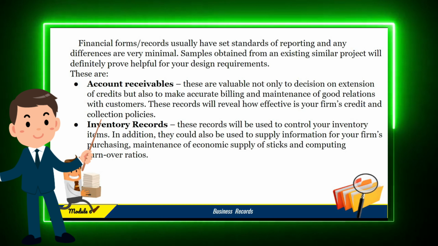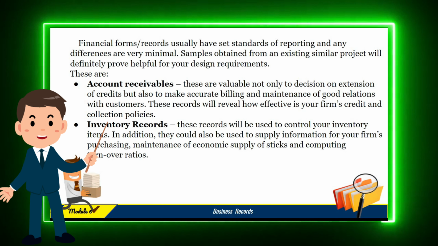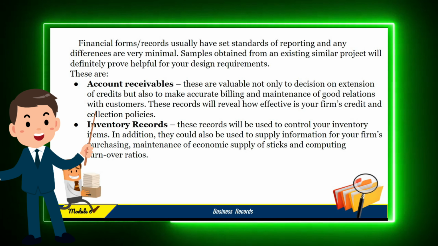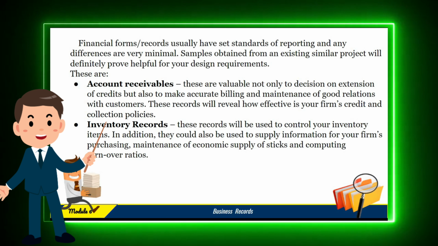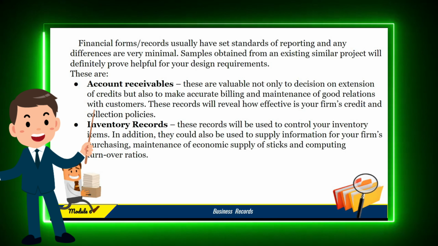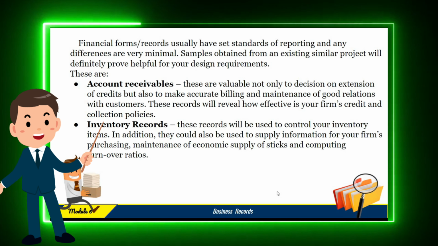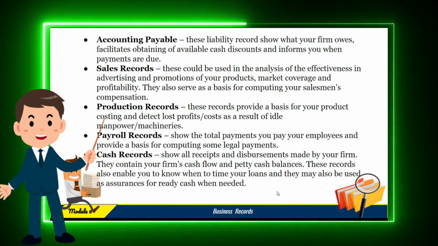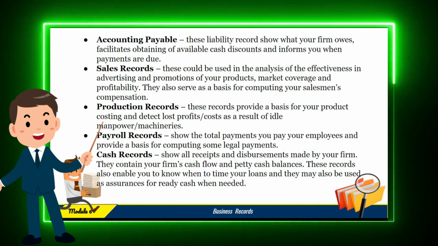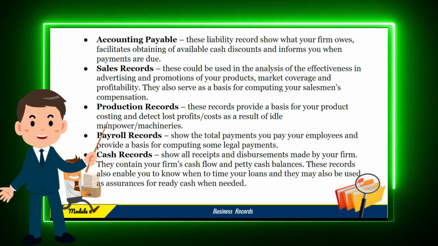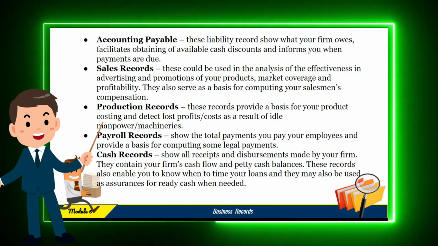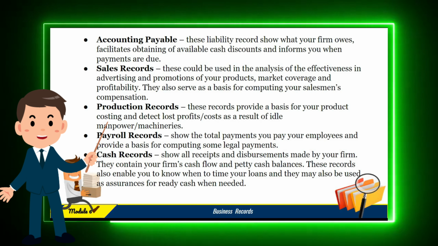And for the inventory records, this record will be used to control your inventory items. In addition, they could also be used to supply information for your firm's purchasing, maintenance of economic supply of stock, and computing turnover ratios. Okay, so that's it for the financial forms. Next one is accounts payable. So what is accounts payable all about? These liability records show what your firm owes, facilitate obtaining available cash discounts, and inform you when payments are due.